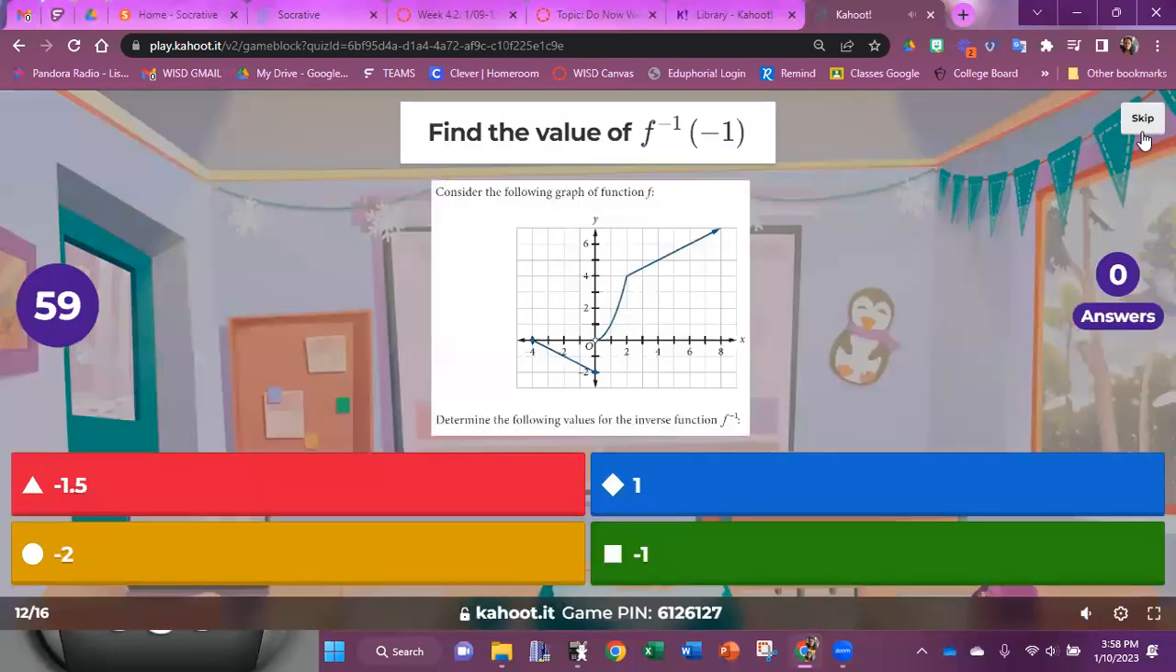All right. Find the inverse f at -1. Again, inverse means we go where first? The y, and we're looking for the x. So remember, you're going up and down, then left and right. Up and down.